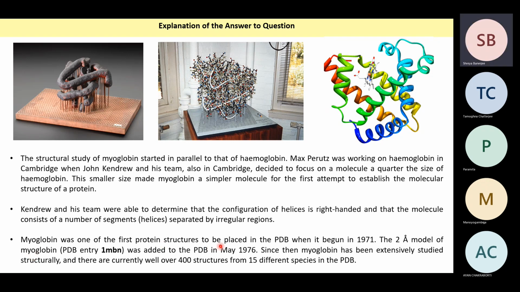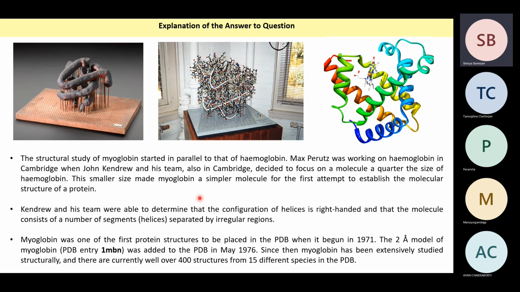Myoglobin was one of the first protein structures to be placed in PDB when it was begun in 1971. And the PDB code was 1MBN. Since then, many structures have been deposited in the PDB for myoglobin itself. Like I said, one protein can have many different structures, say in different solvents or other environments. Also for different species of animals, the structure of myoglobin will be different.